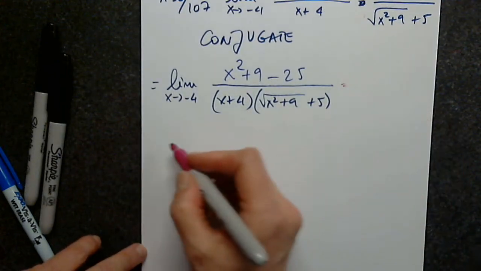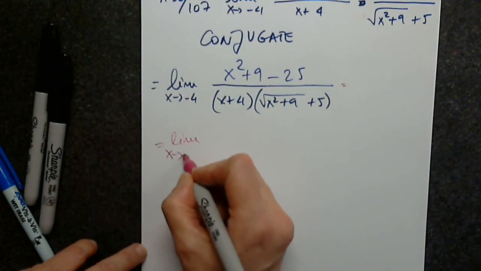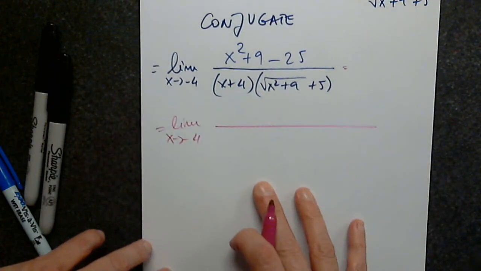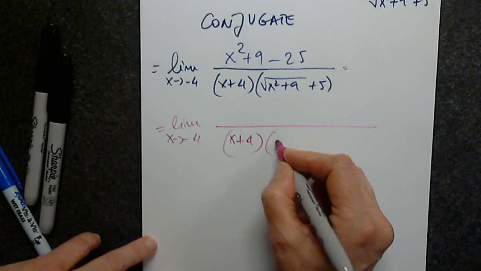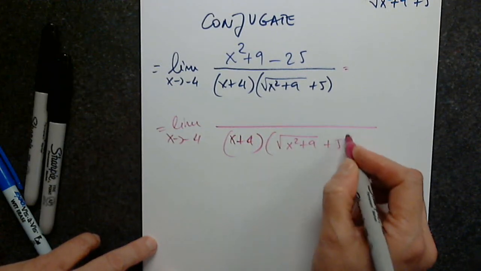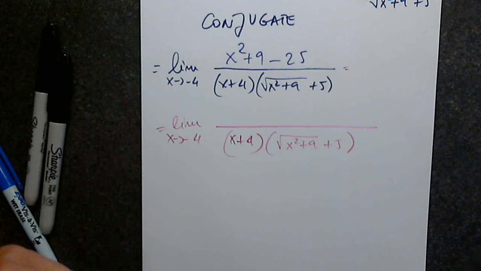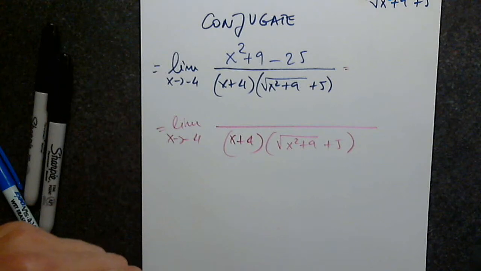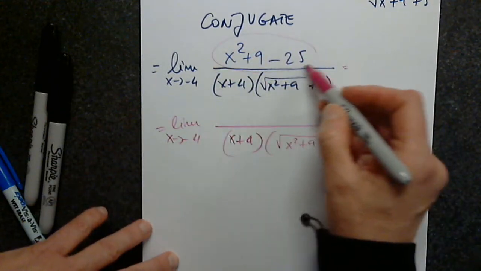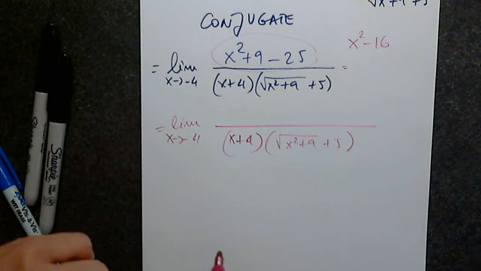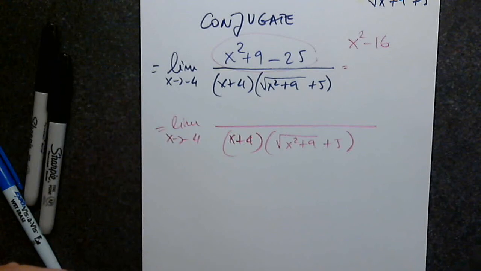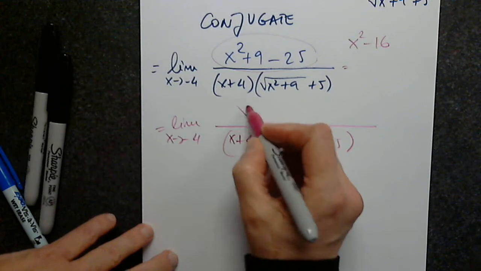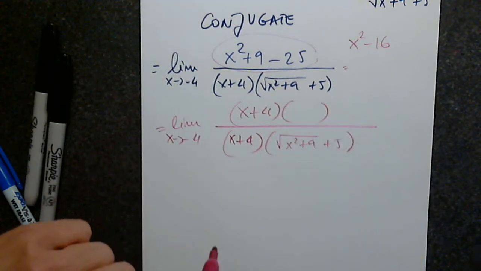Perfect. So now we continue simplifying the numerator because there is nothing I can do to the denominator. I have x squared minus 16. How will I factor x squared minus 16? It better be x plus 4. One of them. It's a must. And the other one, that's it.